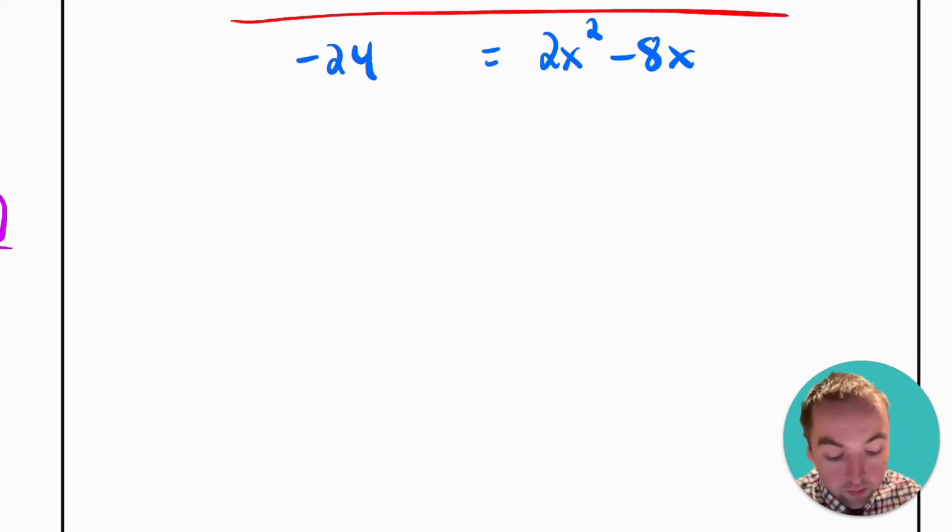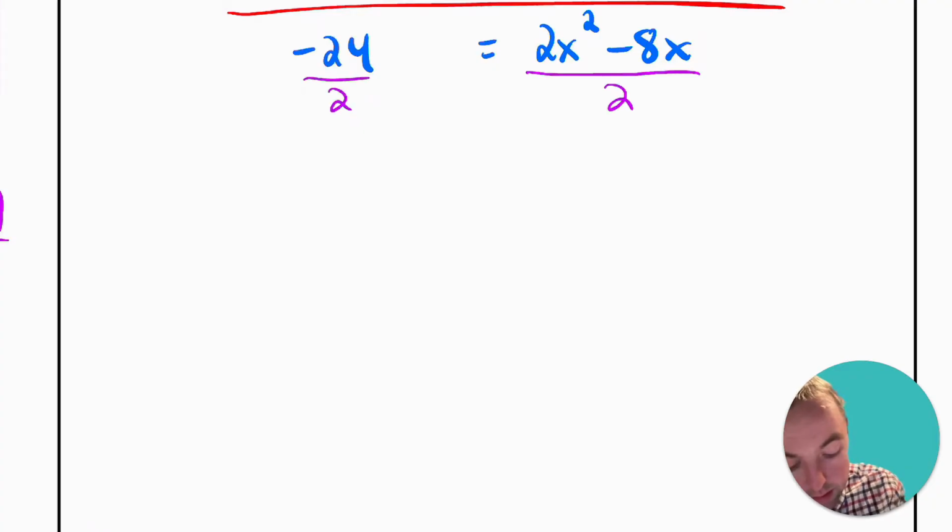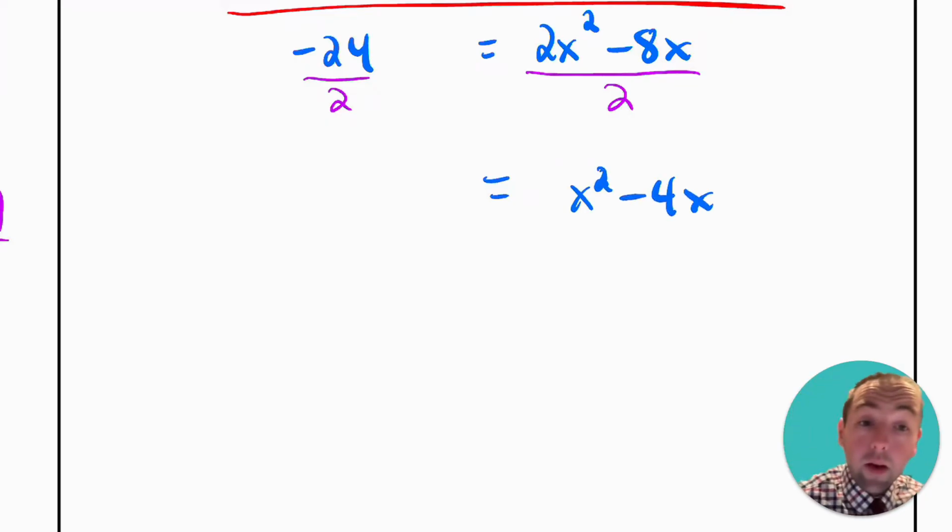Okay, so we've got this blue equation, and from here we will want to try to complete the square, but we want to make sure, first of all, that we have a 1 in front of the x squared. So let's go ahead and divide everything on that side by 2, and everything on that side by 2, because that accomplishes our goal of getting 1x squared, and then you're going to get negative 4x, because that's negative 8 divided by 2. And on the other side, you're going to get negative 12.